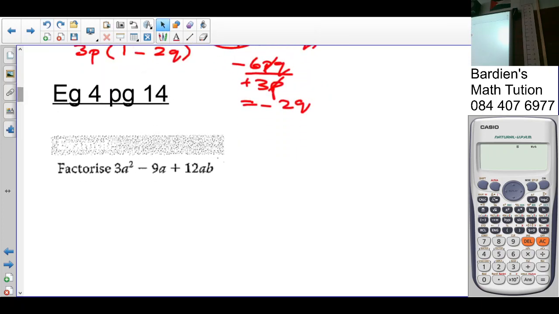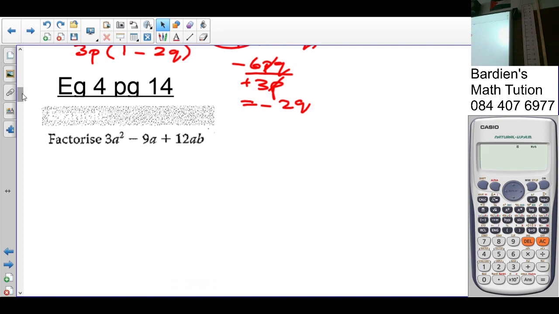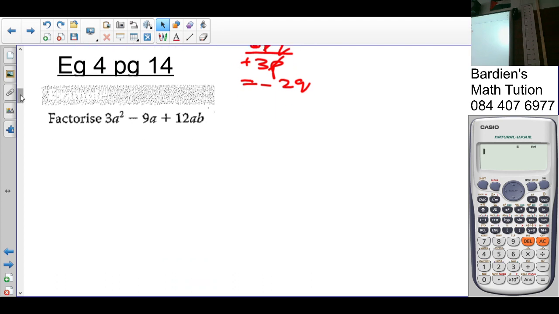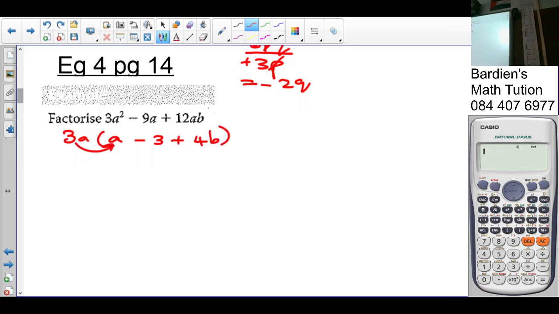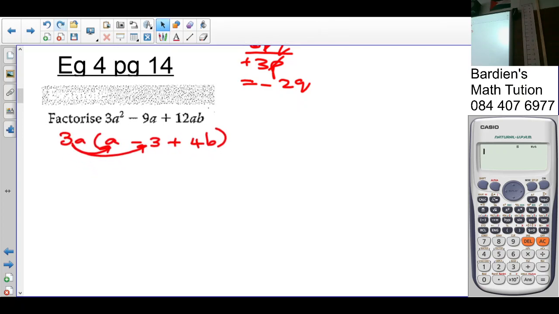Let's look at example 4. What is common here? 3a. What are we left with? a minus 3 plus 4b. Again you can test it. 3a squared. 3a times negative 3 is negative 9a. 3a times 4b is positive 12ab. Okay. Any confusion there? No? Alright.